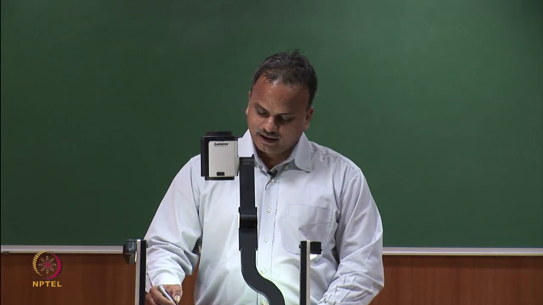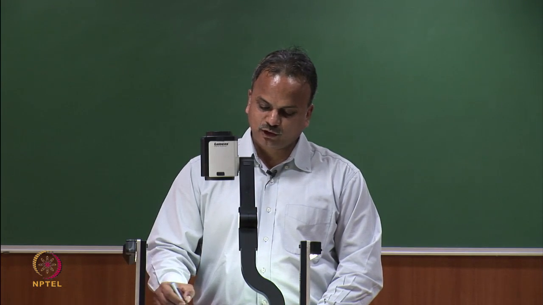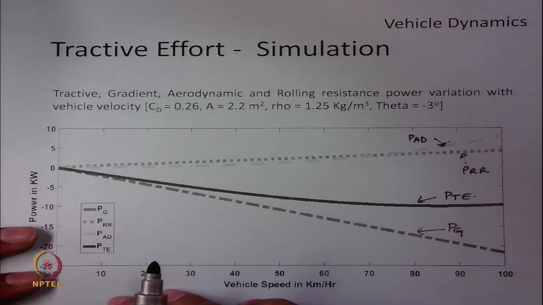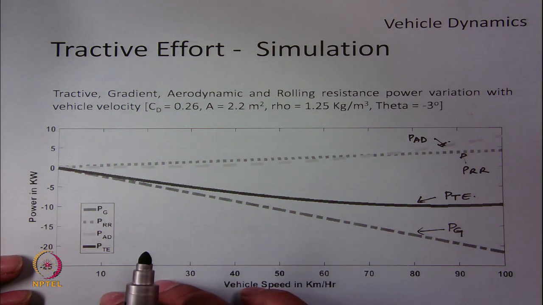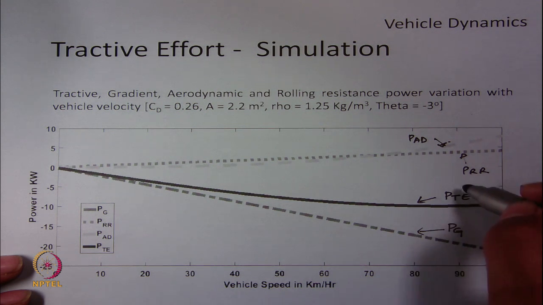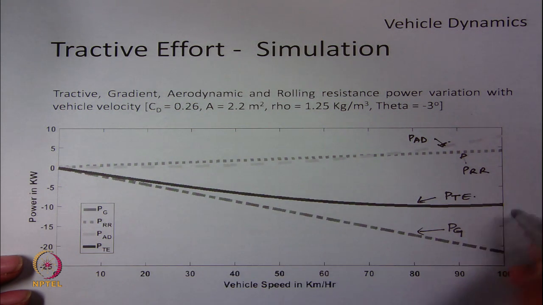Similarly, let us see the effect of all these forces when you are operating at a theta of minus 3 degrees. It means that we are driving the vehicle down the slope. In this case, again similar to the previous case, the gradient power required is around 22 kilowatt at 100 kilometer per hour speed. When we see the total tractive effort now, it is negative. It increases up to 70 kilometer per hour, and after that it becomes flat and maybe starts decreasing.